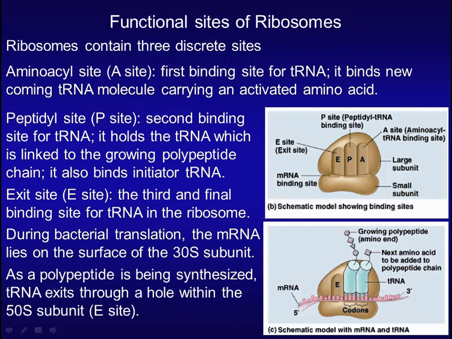Ribosomes contain 3 discrete sites. Aminoacyl site, or A site, is the first binding site for tRNA. It binds the newly arriving tRNA molecule carrying an activated amino acid. Peptidyl site, or P site, is the second binding site for tRNA. It holds the tRNA which is linked to the growing polypeptide chain. It also binds initiator tRNA. Exit site, or E site, is the third and final binding site for tRNA in the ribosome before it exits.